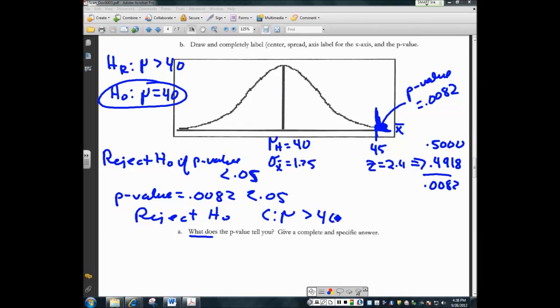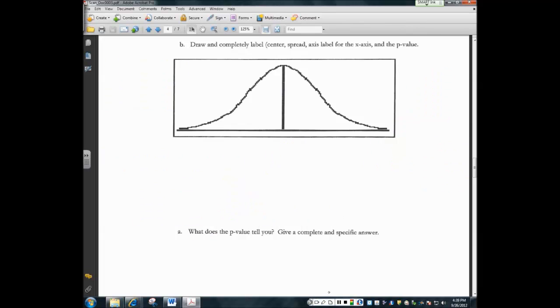There's another part of this p-value, and I wish I hadn't erased everything, but I'm going to put that 0.0082 was the p-value, and this was mu equal to 40, mu x bar equal to 40, and the x bar that we observed was 45. So again, remember, this is the sampling distribution if H0 is true and if the population mean really is 40.